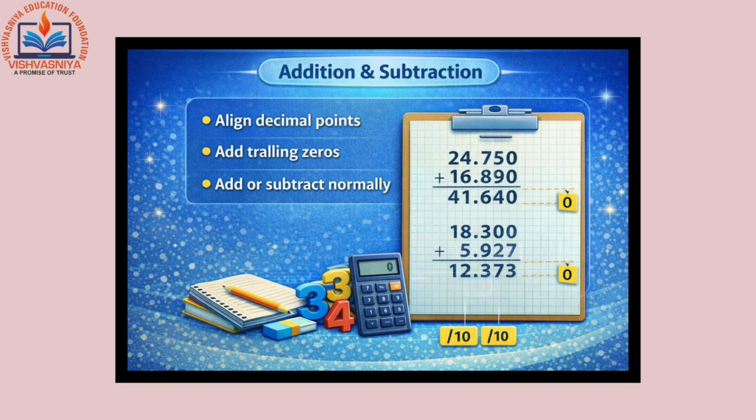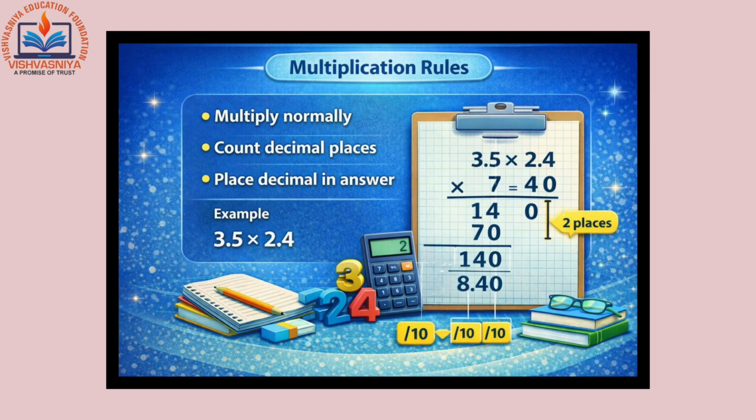When adding or subtracting decimals, first align the decimal points vertically. Add zeros if necessary. Then perform the operation just like whole numbers. Finally, place the decimal point directly below the others. While multiplying decimals, ignore decimals first and multiply the numbers normally. Then count the total decimal places in both numbers. Place the decimal point in the answer accordingly.